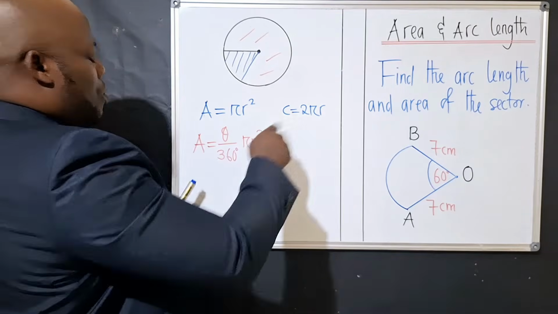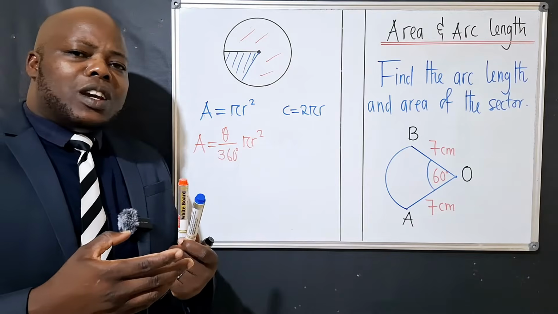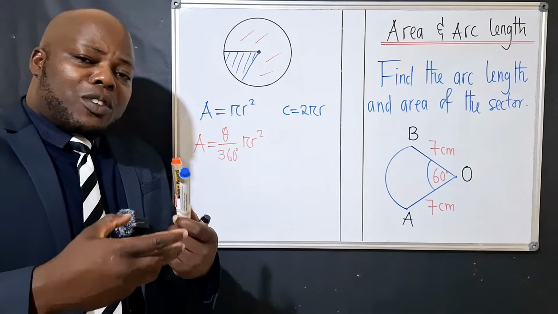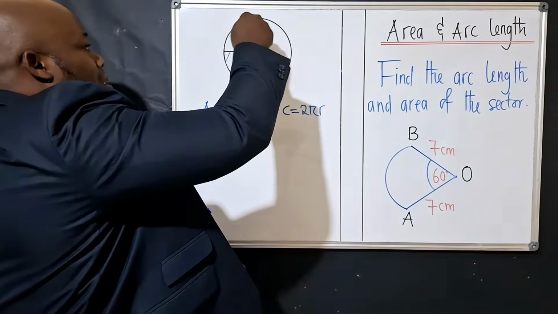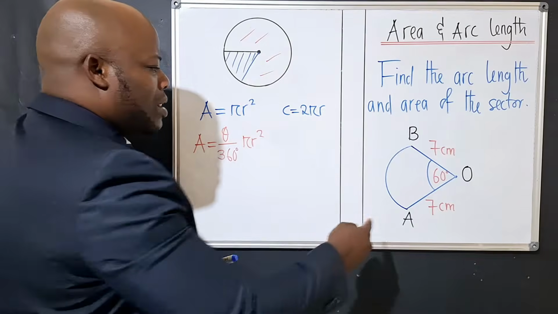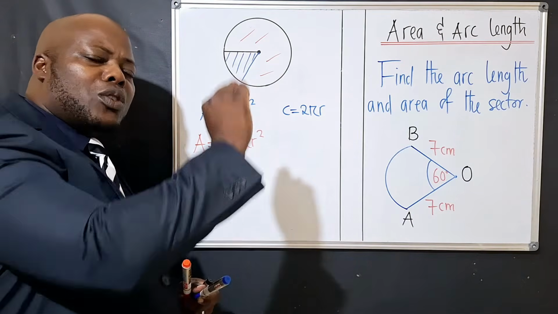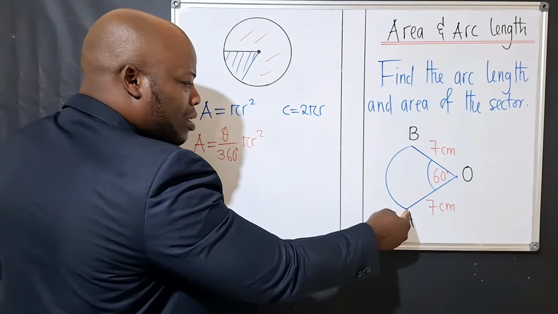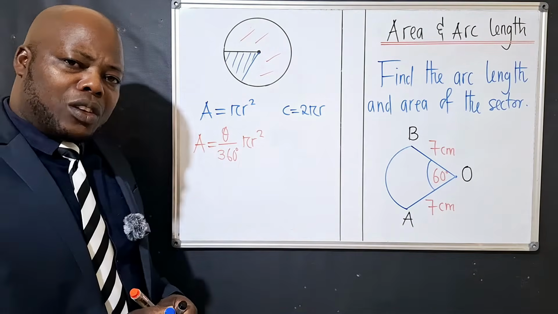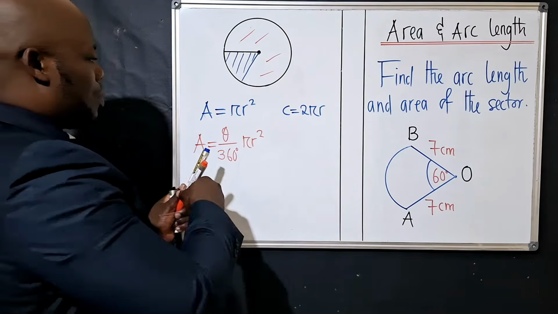When we talk about arc length, it's almost the same as the circumference, because we know that circumference is the distance around the circle. And for arc length, it's just the distance for a certain portion of the circle. So for example, the distance from A to B, that's the arc length.